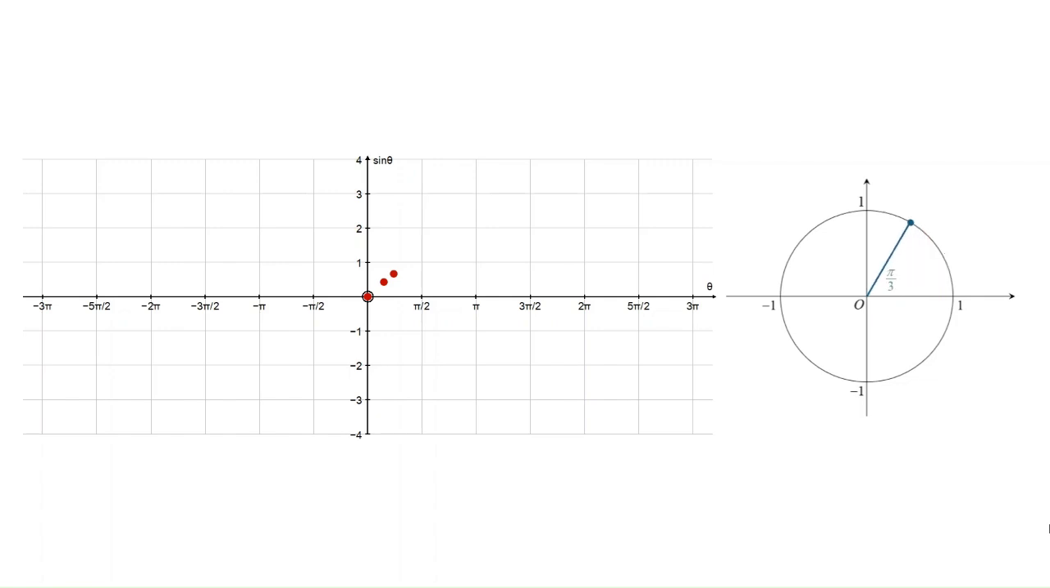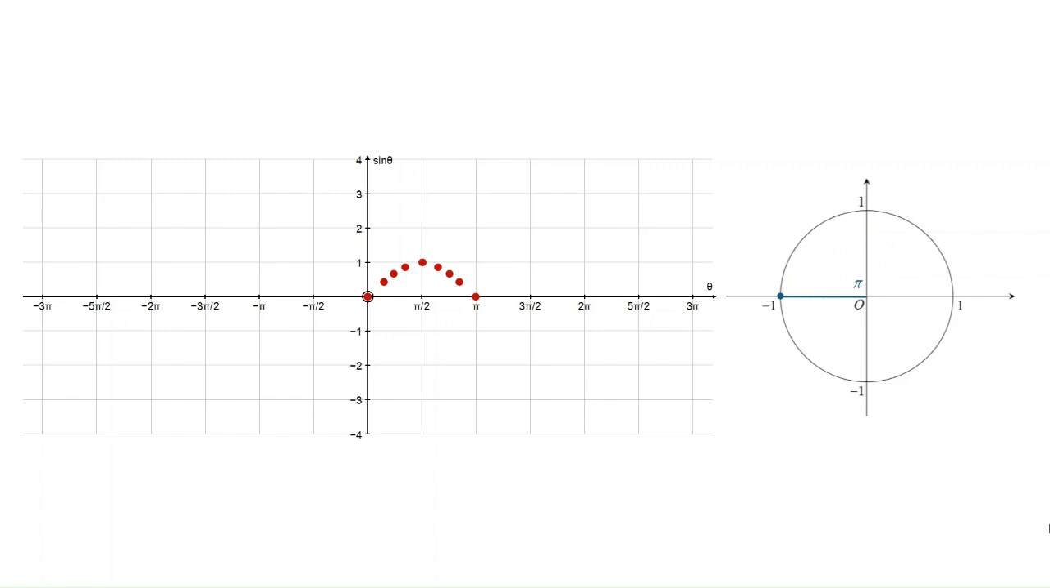For an angle of pi over 3, sine is square root 3 over 2, then we plot the point pi over 3, square root 3 over 2. Now an angle of pi over 2 gives sine equal to 1, then we plot the point pi over 2, 1. Now because of the symmetry of sine around pi over 2 over the interval 0, pi, we plot over the interval pi over 2, pi the points symmetrical to the points we've already drawn with respect to pi over 2.